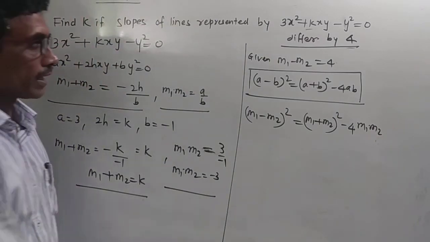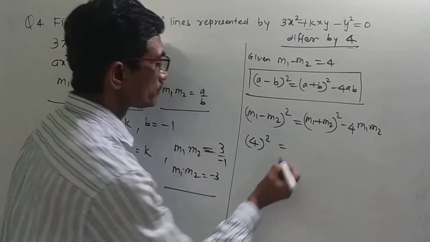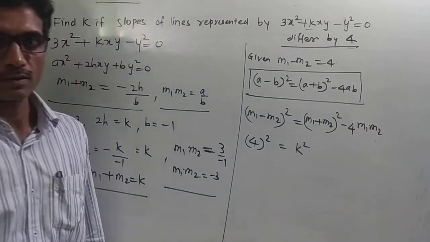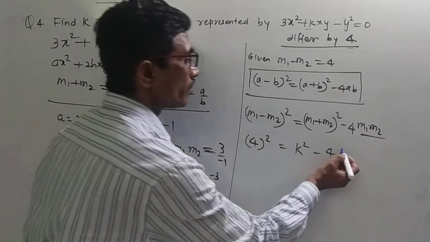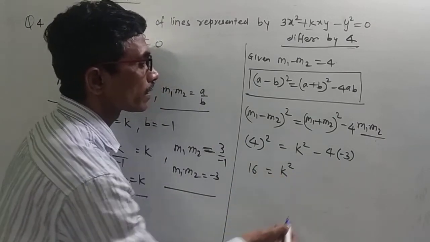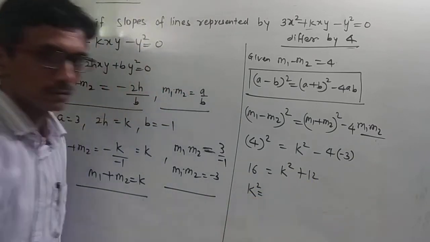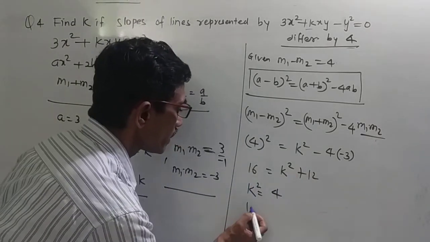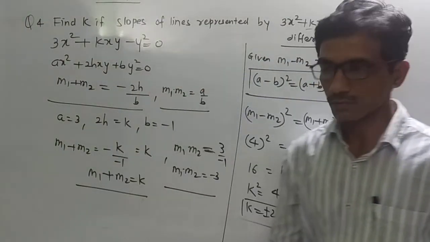Now m1 minus m2 is given as 4, so 4 square. m1 plus m2 we know is equal to k, so it will be k square minus 4 m1 into m2. What is our m1 into m2? Minus 3. So 16 equals k square plus 12. So k square is equal to 16 minus 12, which is 4, and k will be equal to plus or minus 2, which is our required answer. So k is equal to plus or minus 2.